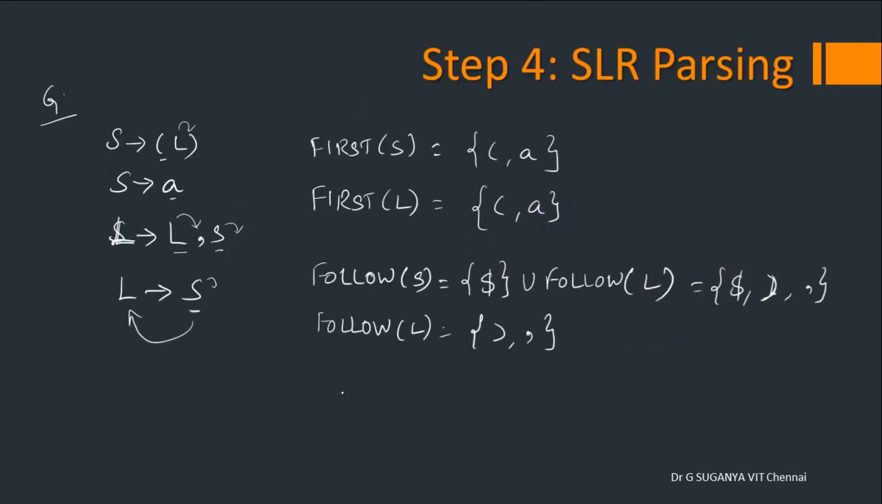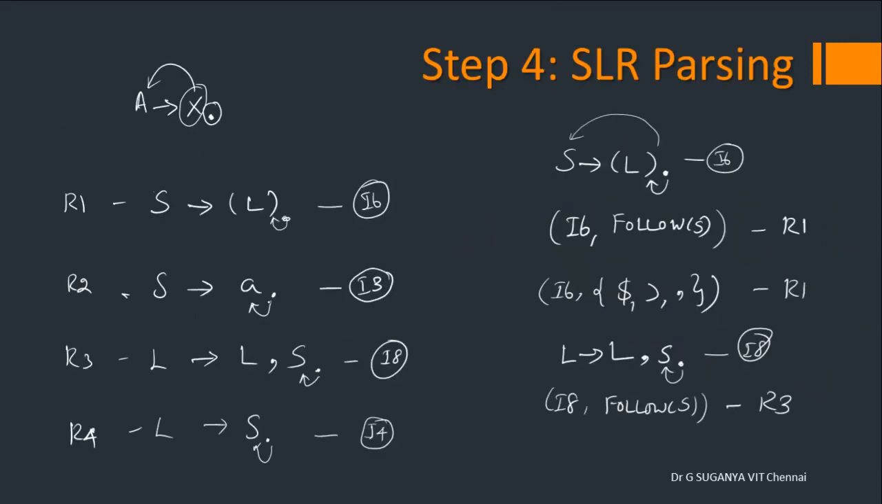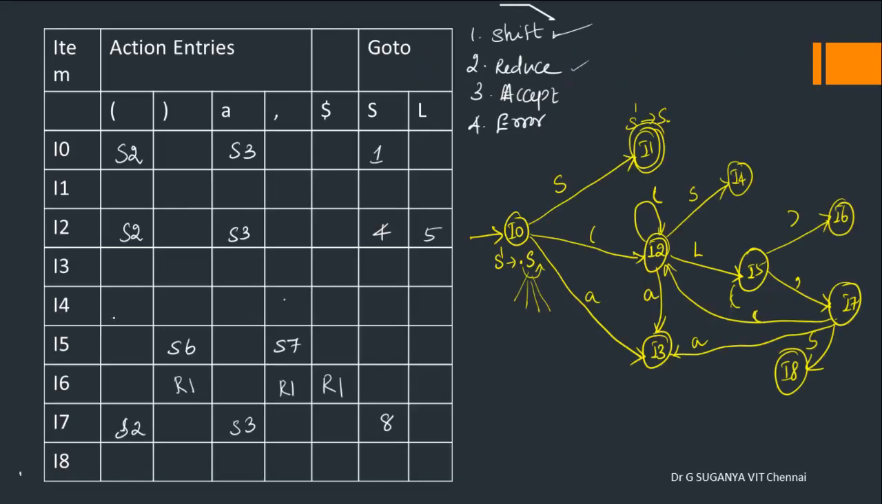Now comes rule 2, S gives A dot. Dot is preceded by a terminal, so go back and then use its follow. So I3, follow of S, we have to add R2. So I3, follow of S, we have to add rule number 2.